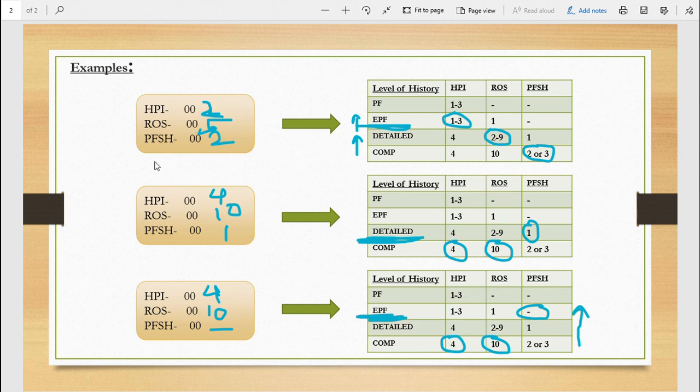Like that, guys, we have to assign the level of history. This is only today's topic, guys: history counting, how to count history points.